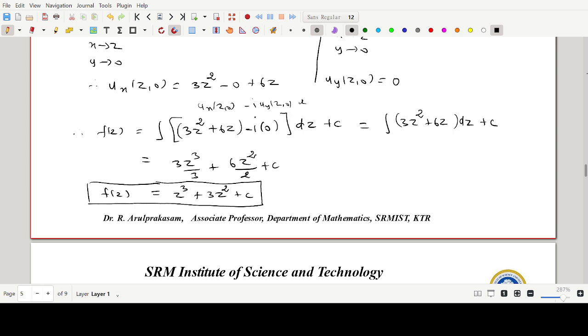Once we integrate with respect to z, what happens? The integral of 3z square dz is z cube by 3, plus 6z integrates to z square by 2, plus a constant. So I can simplify here: z cube plus 3z square plus c. This is our corresponding analytic function f of z.